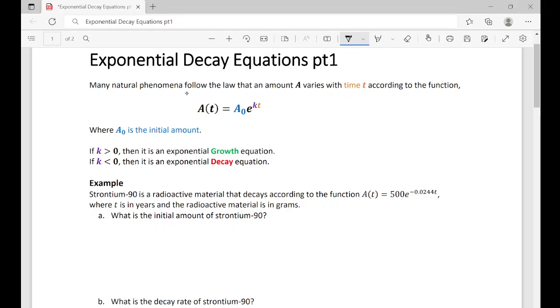Many natural phenomena follow the law that an amount A varies with time t according to the function A(t) = A₀e^(kt), where A₀, the number in front of e, is the initial amount. If k is greater than 0, then we call it a growth equation. If k is less than 0, we call it a decay equation.